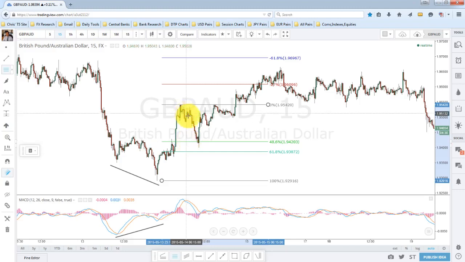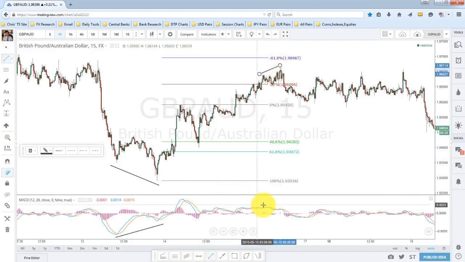And you can see the reaction here initially, and a nice little rally right up to the 127%, where we again found another divergence right here. Price moving higher, MACD swinging lower, another extension in here.